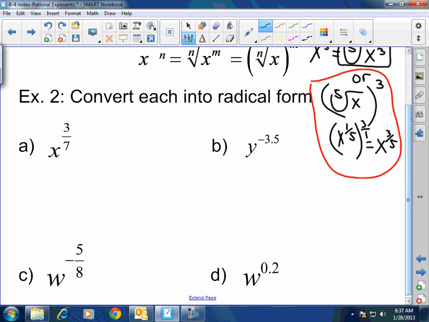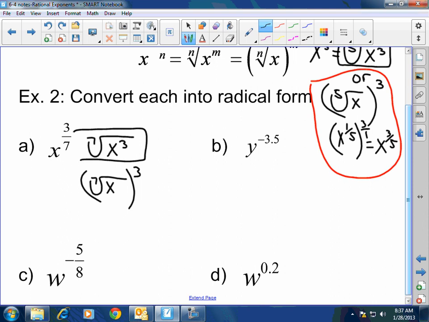Okay, for example, let's convert each into radical form. I've got the 7th root, because remember the denominator is the index, of x cubed. I guess if you wanted to, you could do the 7th root of x cubed. But again, I like this one a lot better. I'm going to stick to that one. Okay, this is a very good one.